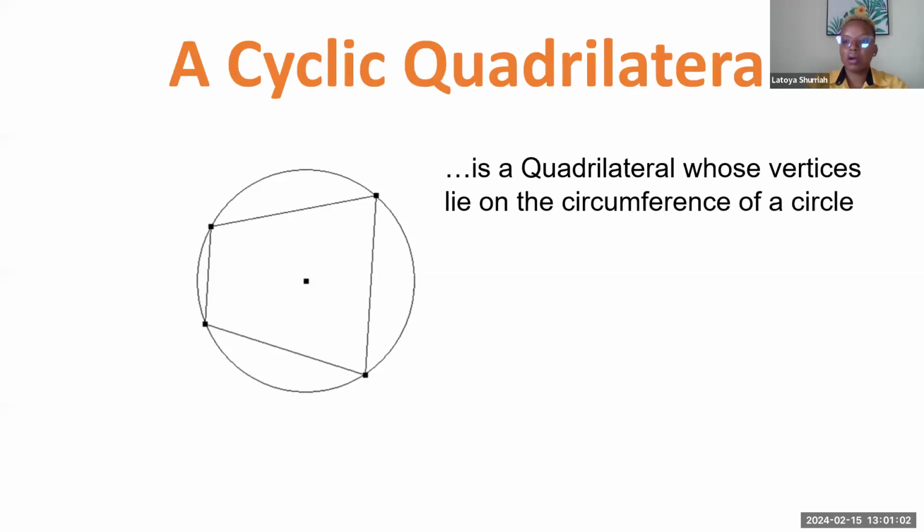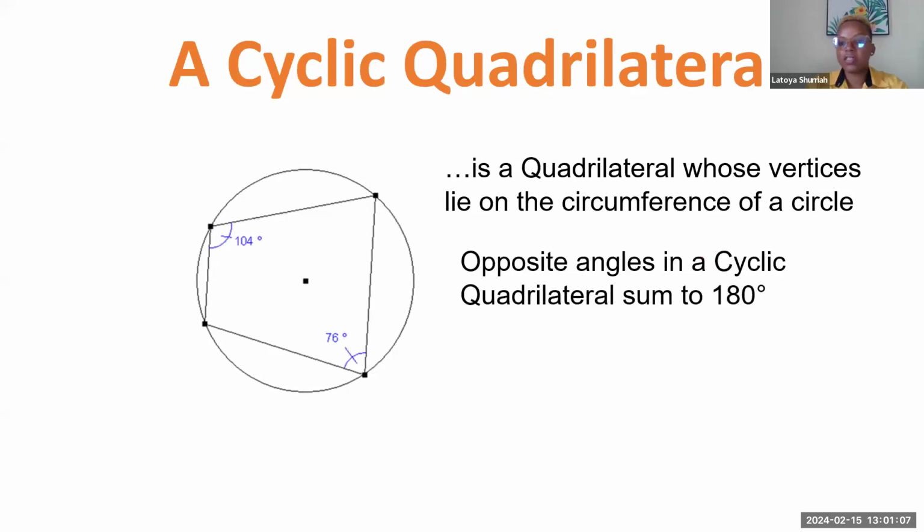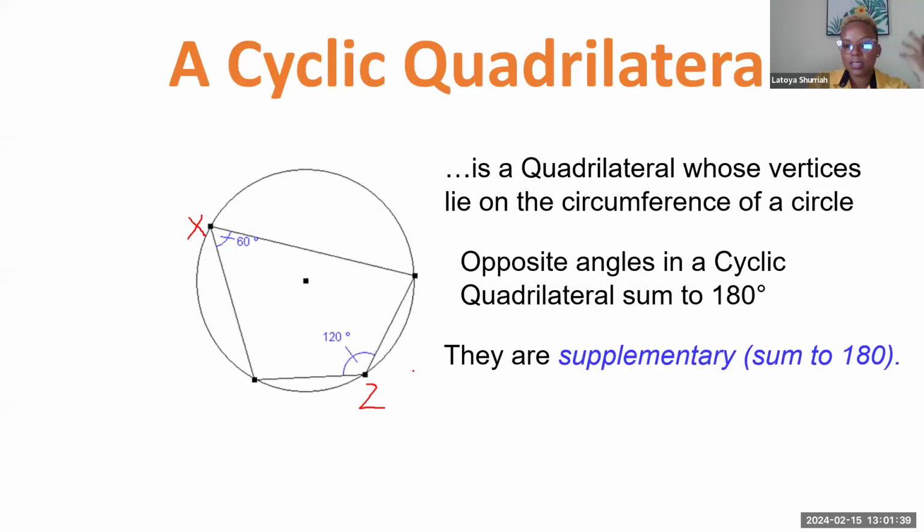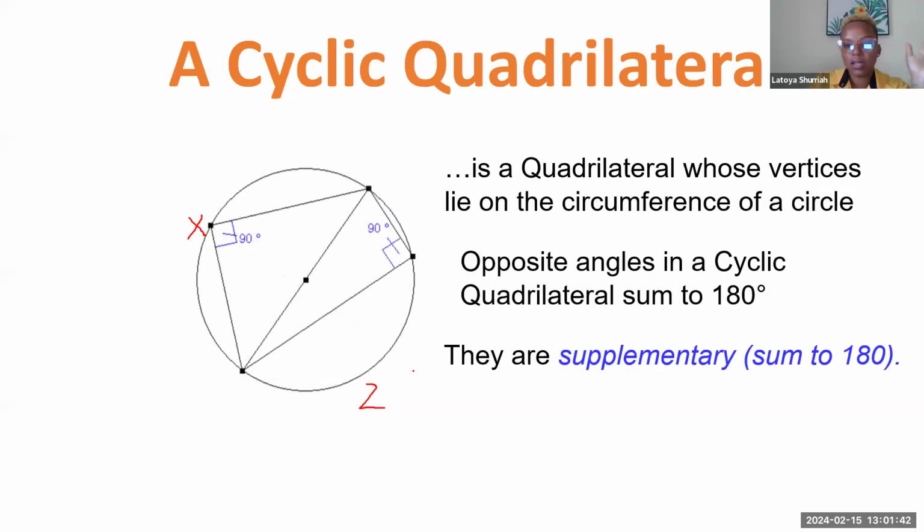So when we have a quadrilateral where its vertices are lying on the circumference of a circle, we know that the opposite angles, as you can see on your screen, and I'm going to label those angles, I'm going to say X and Z. X and Z are opposite and they are supplementary, which means that they sum to 180 degrees. That's it. Nothing about it other than that.